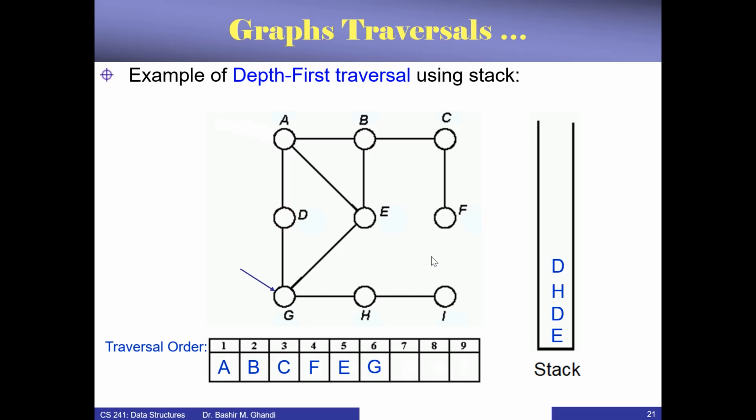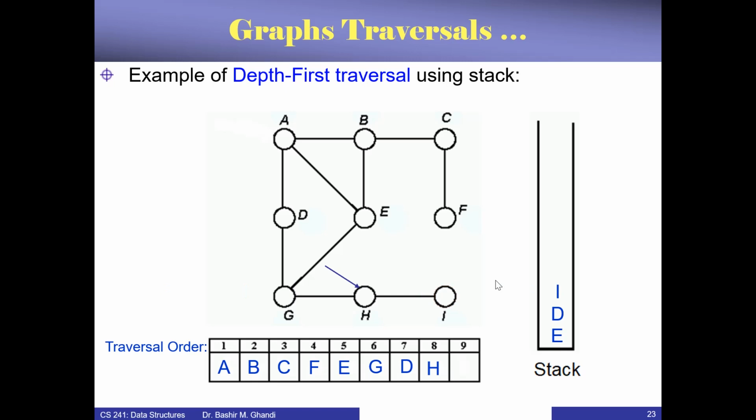Okay, and then go back to the beginning of the loop, pop D and visit it. This time you will see that D has no adjacent vertices not yet visited. Both G and A were visited before. So just go and pop the next one, H, and visit it and make it your next active vertex. Does it have any adjacent vertex not yet visited? Yes, there is I. So we identify it and push it.